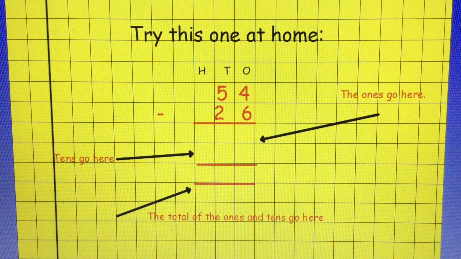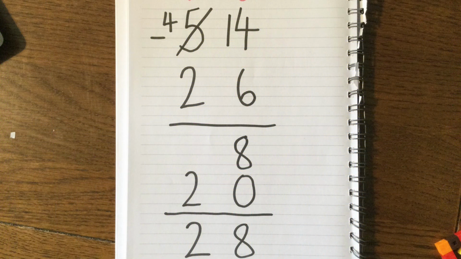Grab yourself a piece of paper and a pencil and have a go at this subtraction at home. It's 54 take away 26. Remember, you are going to need to knock next door to exchange a 10 for some ones. And our answer to 54 take away 26 is 28. Remember, we would have needed to knock next door to 50 to exchange a 10 for 10 ones, turning 4 take away 6 into 14 take away 6.